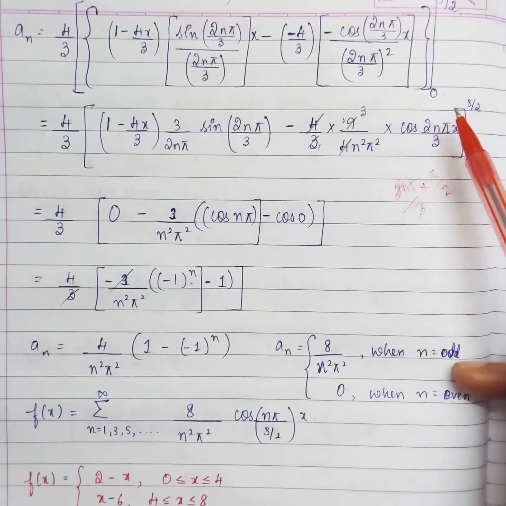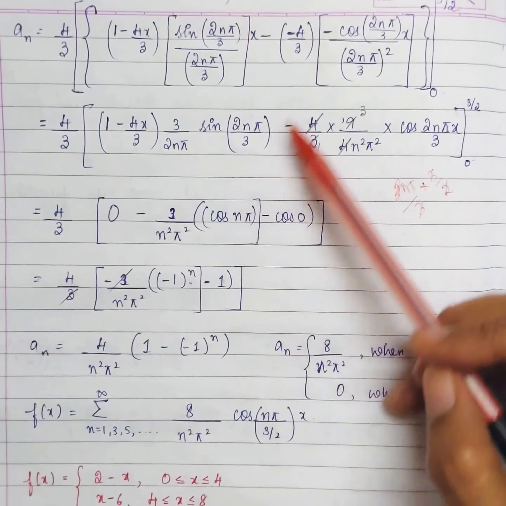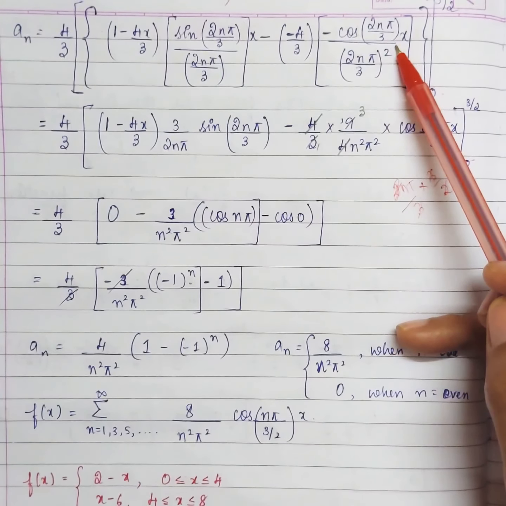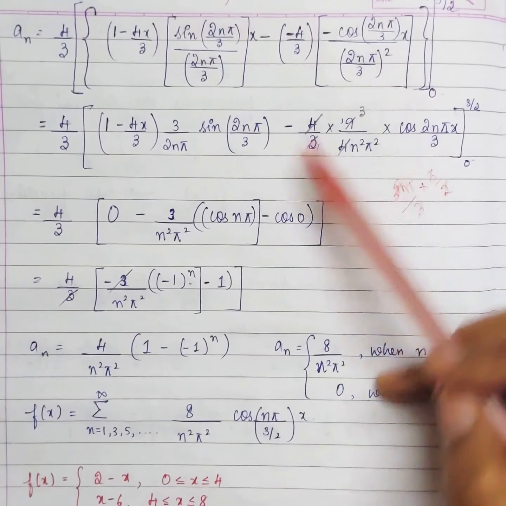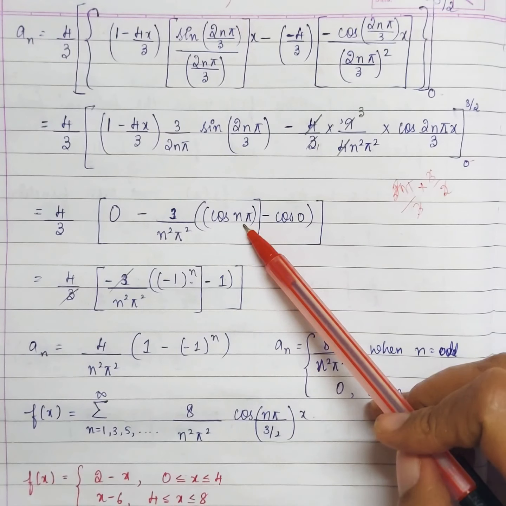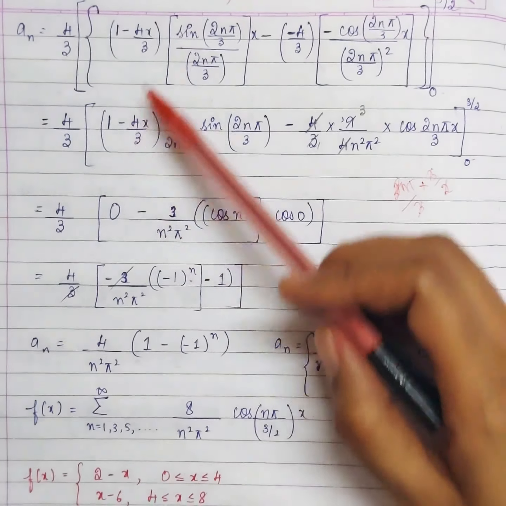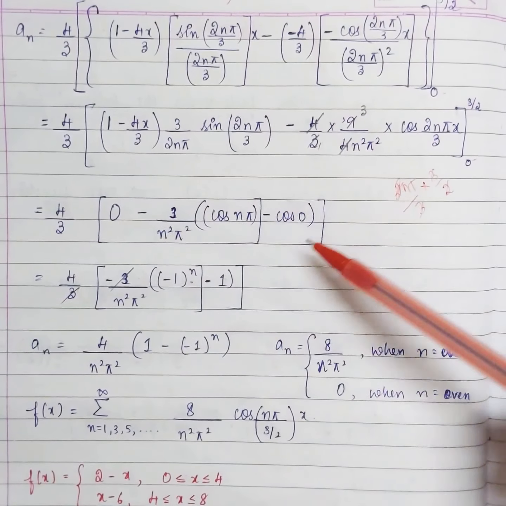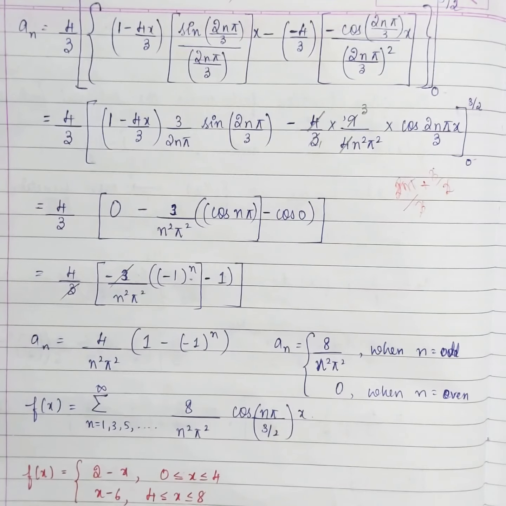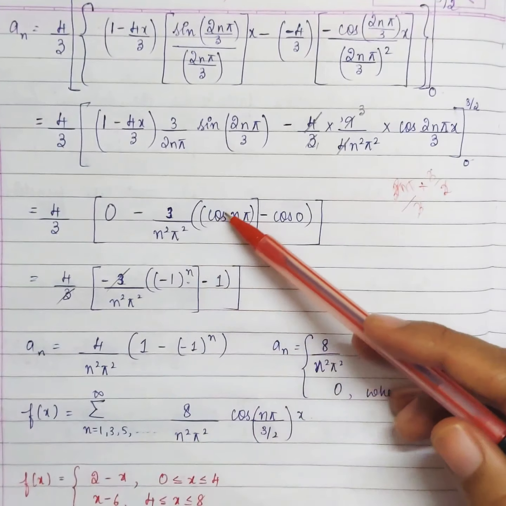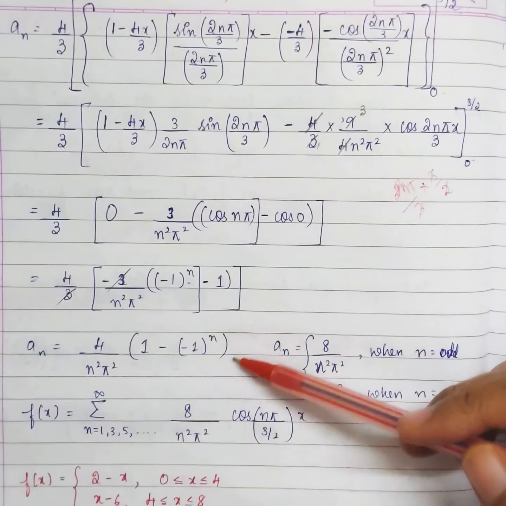Negative sign is there. If I apply the upper limit, again 2 by 3 and 3 by 2 will get cancelled. Here in the place of x, if I replace 3 by 2, 3 by 2 and 2 by 3 will get cancelled. Only I will be left with cos n pi. Similarly, if I apply lower limit, cos 0. Though the problem looks so big here, all of a sudden it will shrink. That is the advantage in Fourier series problems. And cos n pi is minus 1 power n. That's it. So we have simplified it.